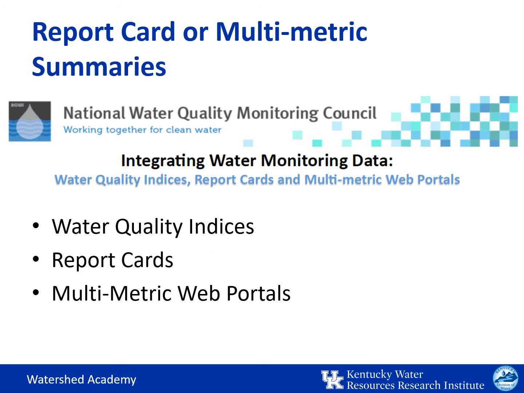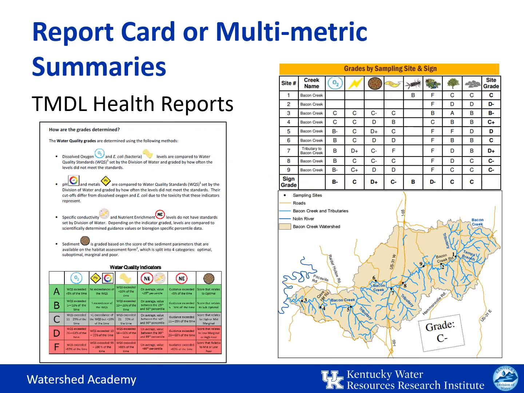Developing a report card or a multimetric summary may be useful if you're communicating with non-technical audiences. The National Water Quality Monitoring Council has an excellent fact sheet that talks about different types of ways in which you can accomplish this. An excellent example of a report card approach is the Division of Water's TMDL health reports. In this report, each parameter is provided a grade, A, B, C, D, or F. This is something that we're used to. We've gotten grades in school, and so they've translated that water quality data into an easily determined grade.